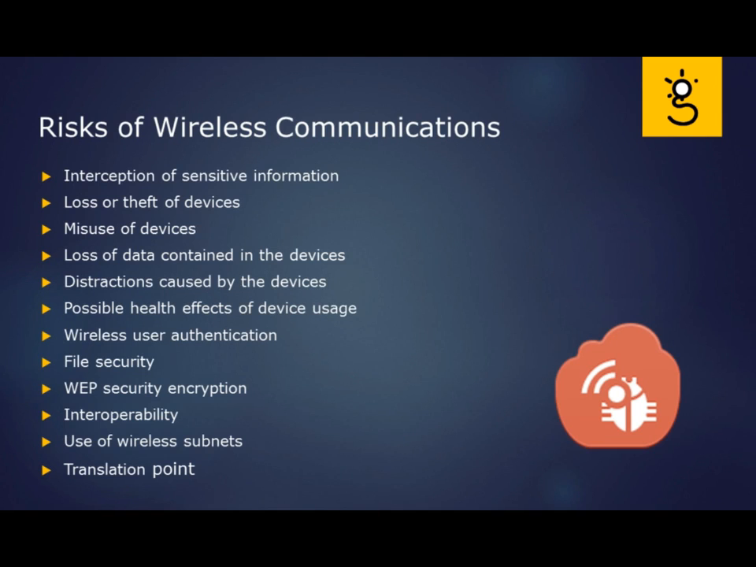So what are the risks of wireless communication? Well, it's radio waves, radio frequency. Anybody with a radio can intercept your information. It could be sensitive. You could lose or have theft of the devices that are involved in the communications. They could be misused. In fact, I could even use my access point to attack yours. It's really kind of cool, and we actually do that on purpose.